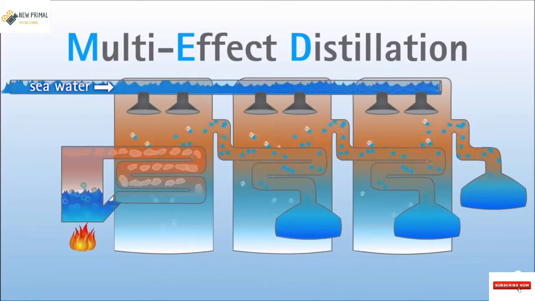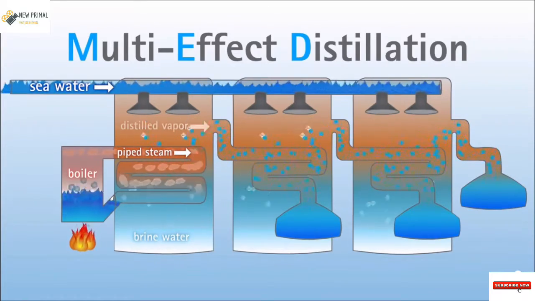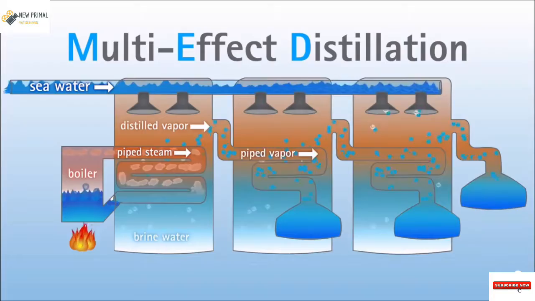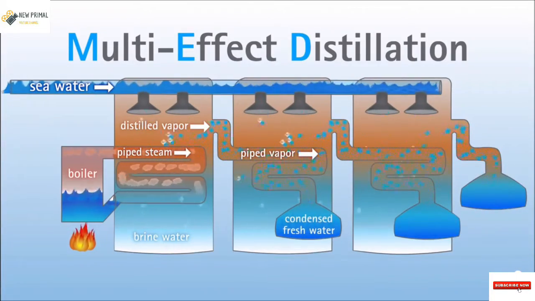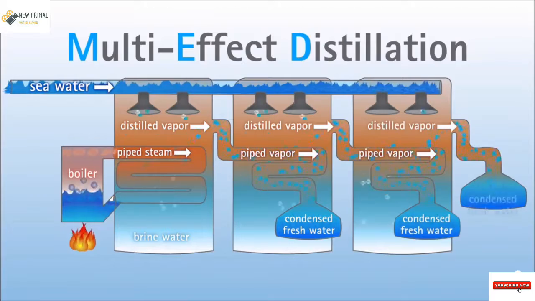In this process, the seawater is sprayed over heated pipes, which evaporate only the clean water. This hot water vapor is then used to heat the next stage of the evaporation process, where the water then cools and condenses and is collected as pure fresh water. This is done several times at progressively cooler temperatures to generate more and more clean water.